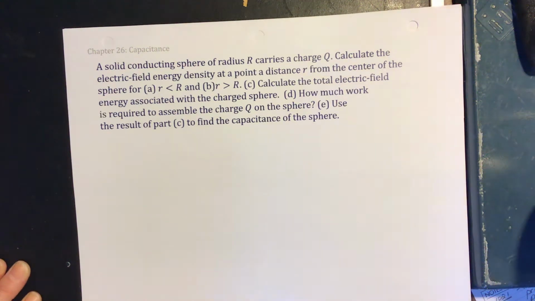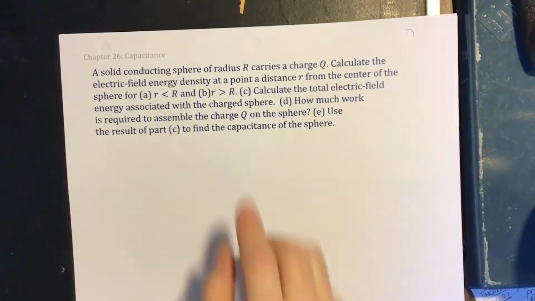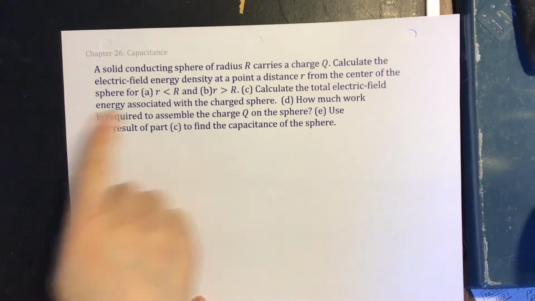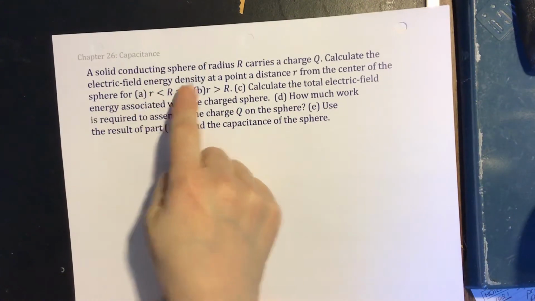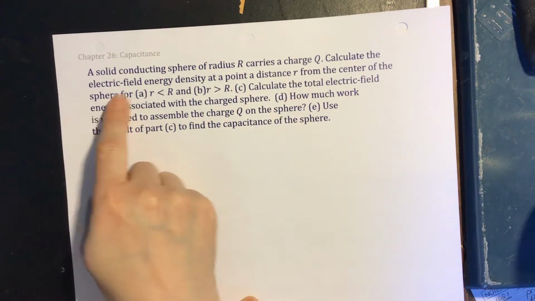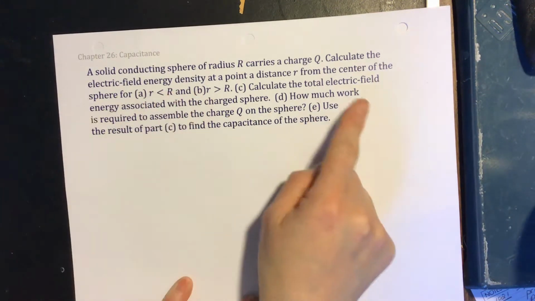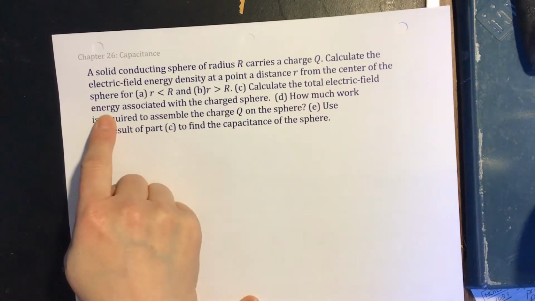Problem. We have a solid conducting sphere of radius r. It has a net charge q. We want to find the electric field energy density at a distance r from the center of the sphere, both inside and outside. We want to find the total electric field energy associated with the sphere.